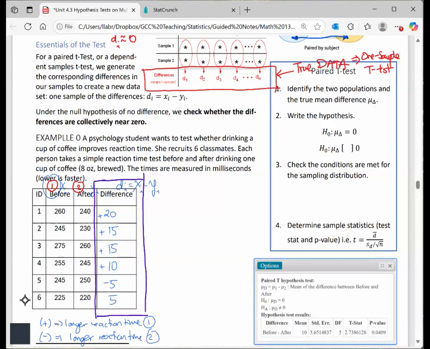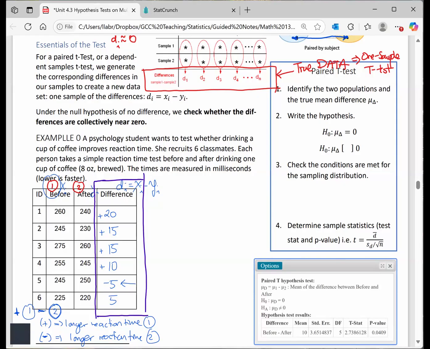And that only happens once right here. So individual number 5 took 245 seconds before they drank coffee, and then they took 250 seconds after they took coffee. So the sign of the difference, because you're taking group 1 and subtracting group 2, whatever the sign is on the difference, if your difference is positive, that means that this guy right here, the first value, is larger. If your difference is negative, then that tells you the second one is larger.